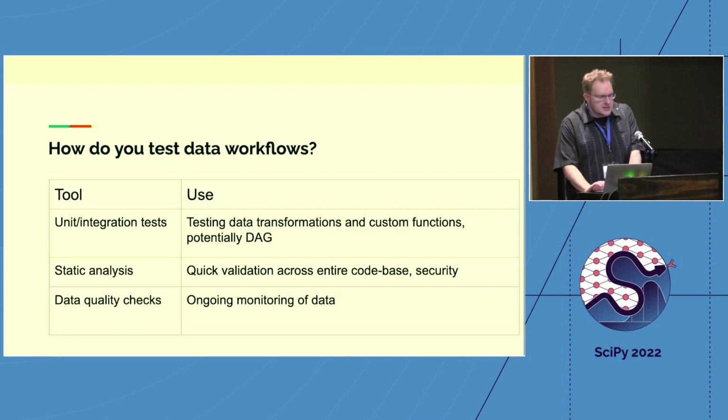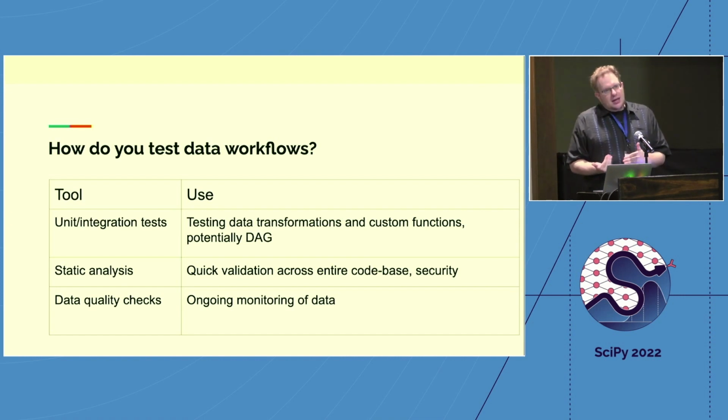So, summing this up, I think there are different approaches for testing this, and I think they really have different uses. Where you're creating your own UDFs, where you're trying to test data transformations, if you're using a Pythonic DAG, that is a good case for unit and integration tests. Everywhere else, you can try and throw static analysis tools at it and catch broader concerns. And then, where possible, data quality checks to make sure that what you're feeding into your models is good.